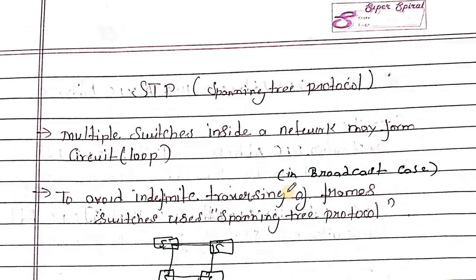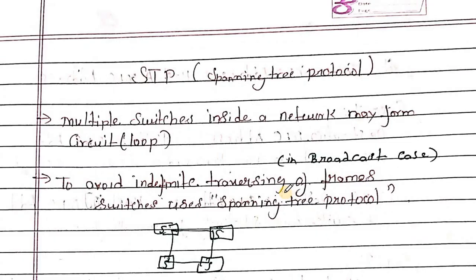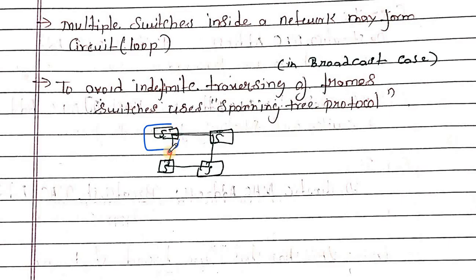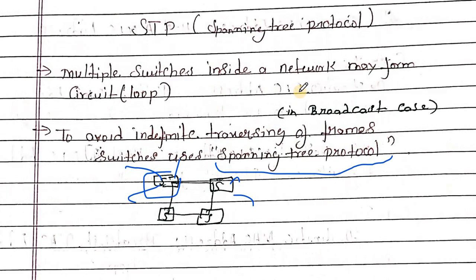Okay. Now here the spanning tree protocol, STP. If there are multiple switches inside the network, they may form a circular loop. See here, there is switch 1, switch 2, switch 3, switch 4. All these switches are connected to each other, and from these switches there are multiple nodes. To avoid the infinite traversing of the frame, switches use the spanning tree protocol. To avoid the looping of the frame, we use the spanning tree protocol.